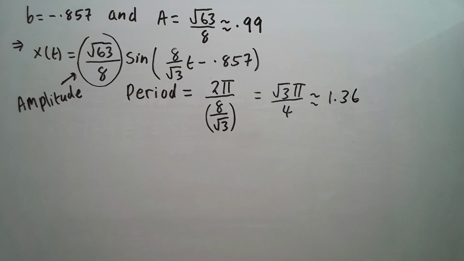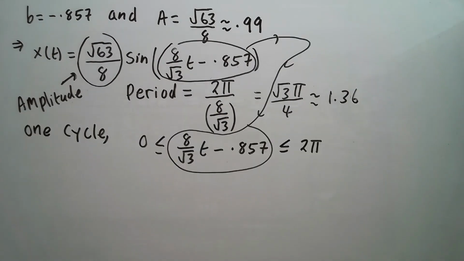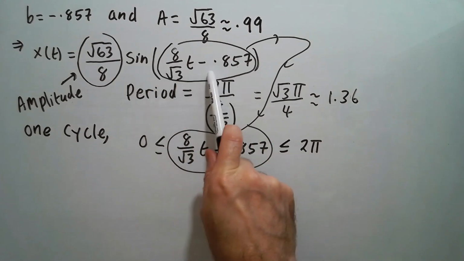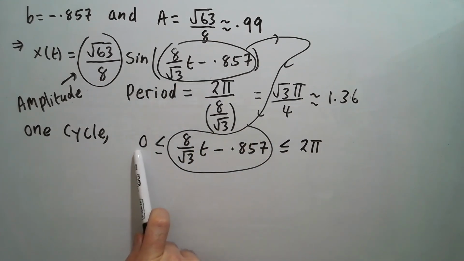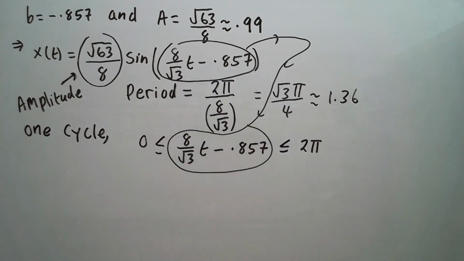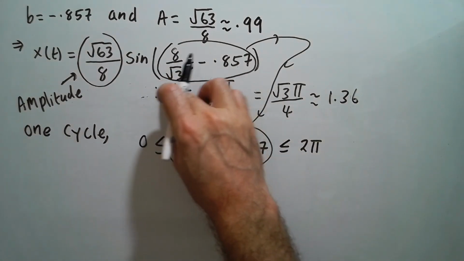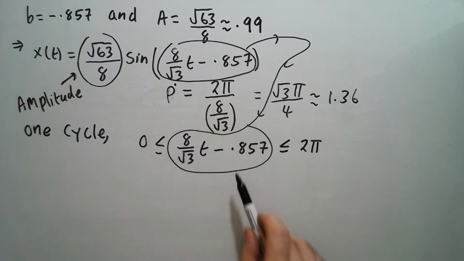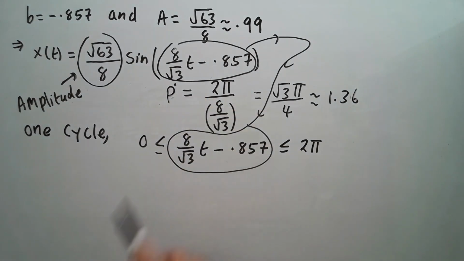Okay, so now let's find our one cycle. We want to graph one cycle here. To find one cycle, we're going to take the argument inside the sine and put 0 on this side, so it'll be 0 less than or equal to the argument, less than or equal to 2 pi, and I want to solve for t in the middle. I'm going to call the period here p, for period. I'll explain why in a second, because I'm going to refer to it later. So let's add the 0.857 to both sides.